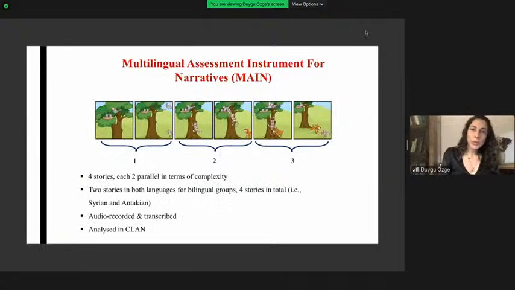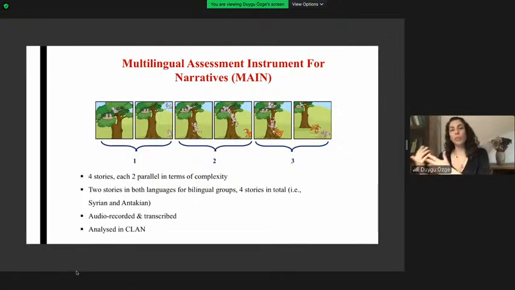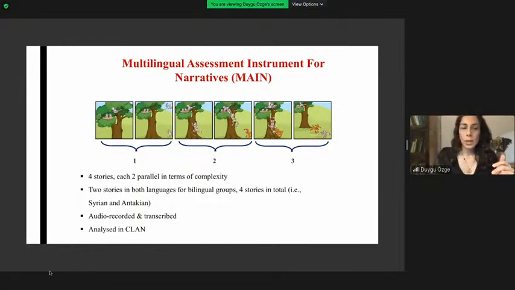So, going back to the narrative results. This narrative test included 4 different stories. Two stories were relatively easier, and the second pair was relatively more difficult, more complex. We tested 2 stories in Arabic and 2 stories in Turkish. So bilingual children were tested on 4 stories in total, whereas monolingual children were tested on 2 stories. We audio recorded and transcribed these stories, and then we analyzed them in CLAN.